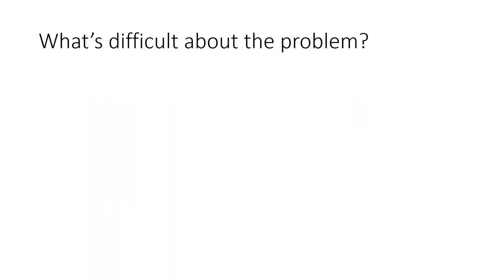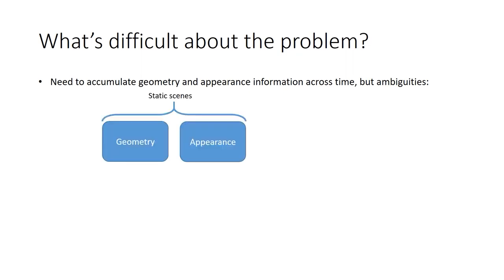What's difficult about this problem? Well, we need to accumulate the geometry and appearance information across time, but this leads to ambiguities. Even static scenes already exhibit ambiguities between geometry and appearance. For example, we could place a flat plane in front of each camera instead of learning a representation that is actually 3D.